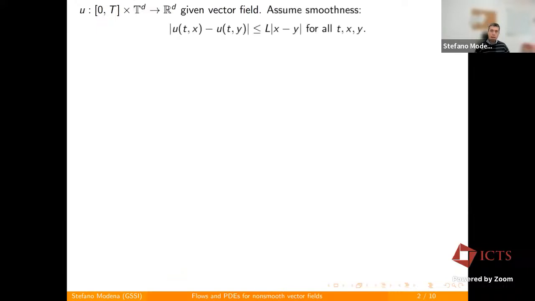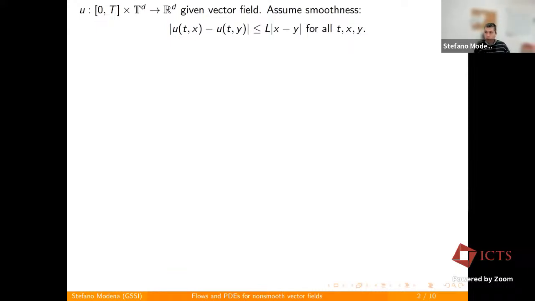By smooth here, as typical when you deal with vector fields, I mean Lipschitz continuity in the space variable. So there is some constant L such that this Lipschitz continuity in space holds uniformly in time. You can also assume that this constant L depends on time and is integrable with respect to time, but that's not really relevant. So let's just say uniform in time Lipschitz continuity in space.